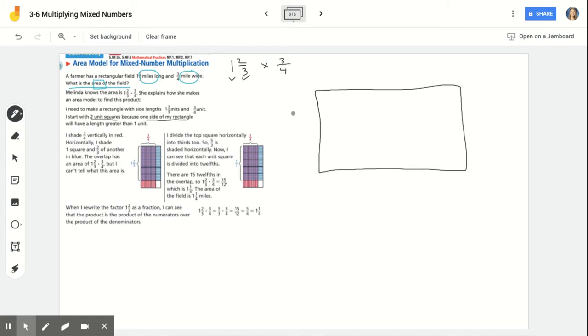And she does it on this side. She starts off with using it on this side. So let's go ahead and label it 1 2/3 and leave a little bit of space. Well, how we're gonna represent 1 2/3, we need to split it up into wholes.